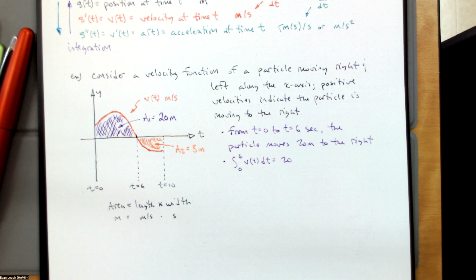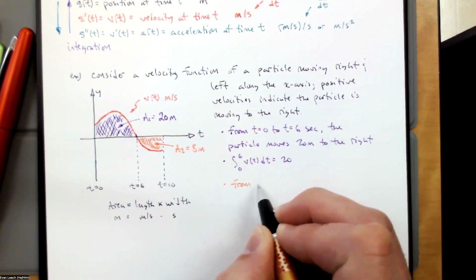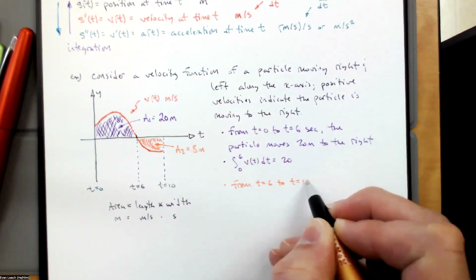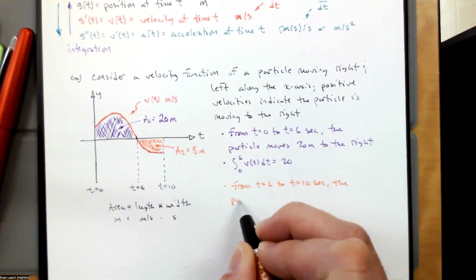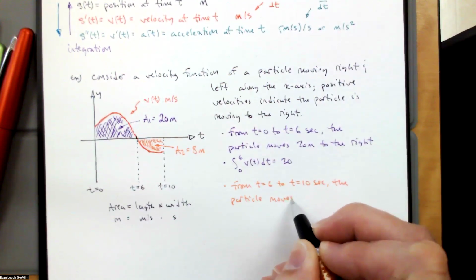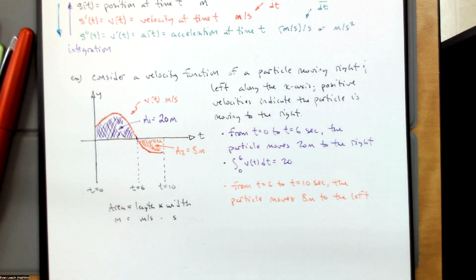From 6 seconds to 10 seconds, the particle has turned around. The velocity has changed from positive to negative. We have reached a local maximum of position, as the velocity is 0. From t equals 6 to t equals 10 seconds, the particle moves 8 meters to the left. This would show up in the calculation as the definite integral from 6 to 10 of v of t dt equaling -8.